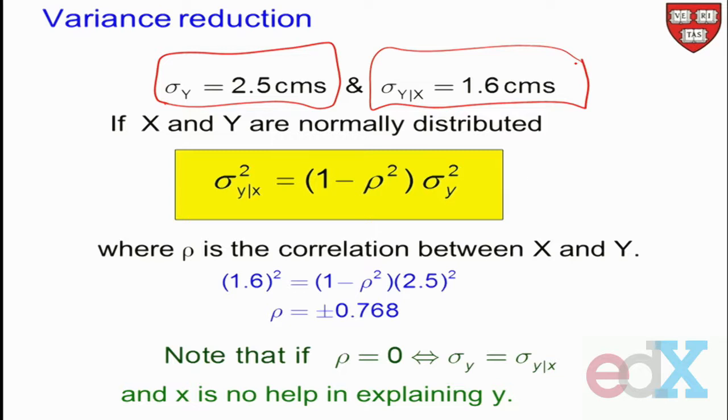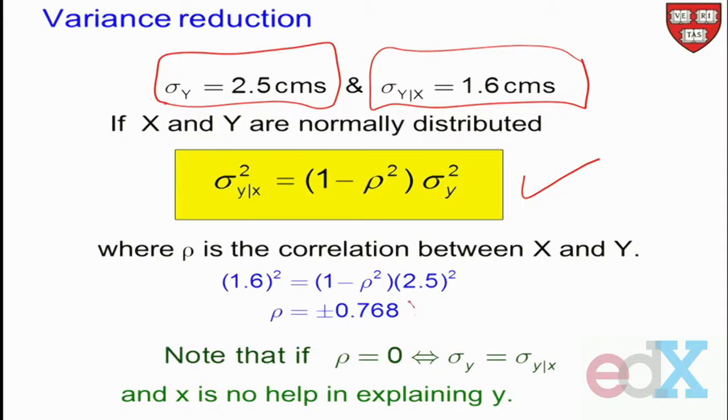So if we solve this equation, we see that it's going to give us something in terms of rho squared. It's going to give us that rho is either plus or minus 0.768. How we decide whether it's plus or minus, we have to look and see whether y tends to increase with x, and if it does, then this is going to be a positive correlation. So we just look at the scatter plot.